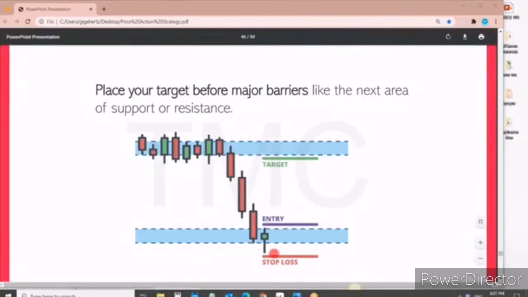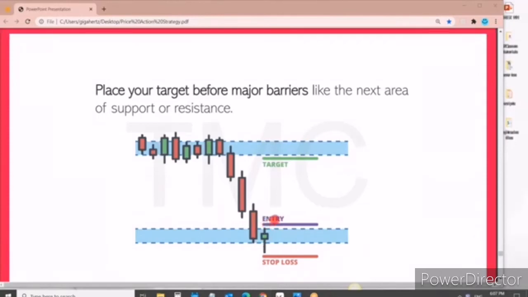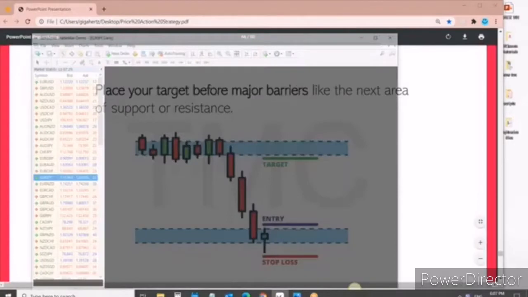Sorry, wala pala akong highlighter. So, nag-enter ka dito. This is your entry and then this is your TP. So, yung TP mo, hindi dapat dito. Hindi dapat lumabas ng resistance ang TP, guys, ha? Dito lang, bago pumasok dun sa next resistance level. Okay. So, kaya importante, of course, na-set mo na yung support and resistance mo, and then after that, confirmation na lang. Di ba? Ang dali lang.